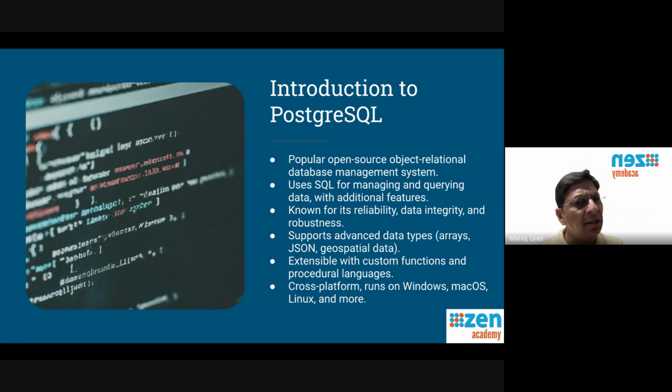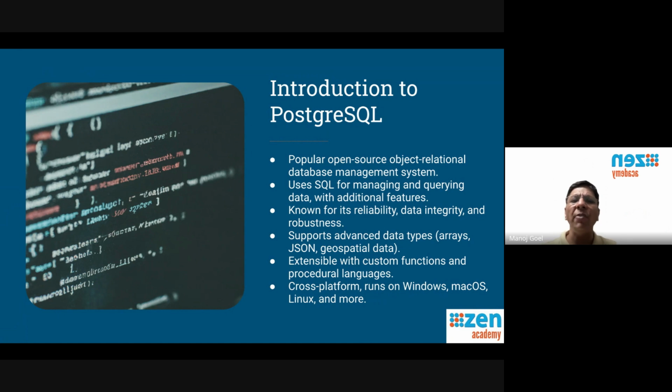Just like MySQL, Postgres is also an open source database. It is an object relational database management system, okay. It is again using SQL, okay. There may be slight differences in the querying mechanism, but it is SQL. It uses SQL, or structured query language, for managing and querying data with additional features. It is known for its reliability, data integrity, and robustness, okay. And it supports advanced data types like arrays, JSON, and geospatial data. We will discuss what geospatial data is some other time, not right now.